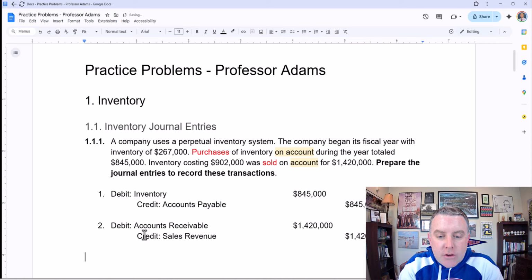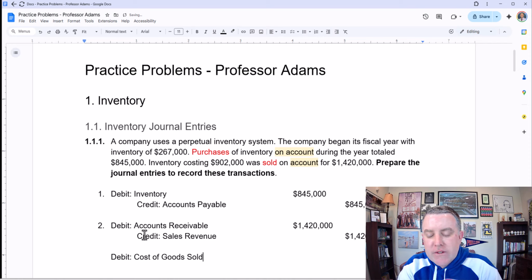Finally, the second journal entry for this sale will be a debit to cost of goods sold, which is an expense in the income statement, and a credit to inventory. We need to reduce our inventory because we sold some of it. It no longer belongs to us, it now belongs to the customer. Now, I'm going to leave this to you to put in the amount.